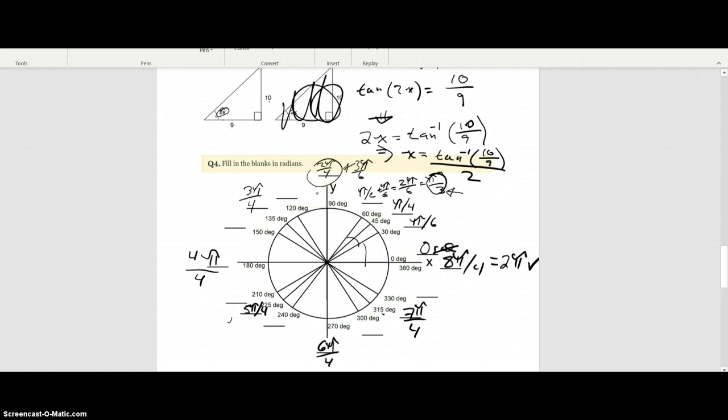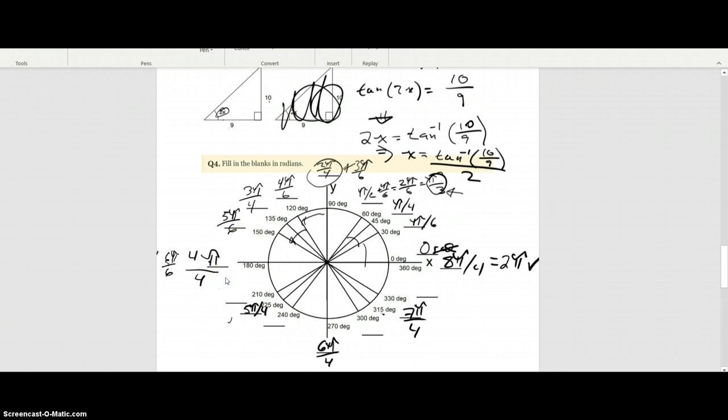And then we add another 30 degrees right here, so we're at 4 pi over 6. We add another 30 degrees, so it's 5 pi over 6. And then we add another 30 degrees, so it's 6. So it's 6 pi over 6. And that checks off because we see the pi and pi are over here.